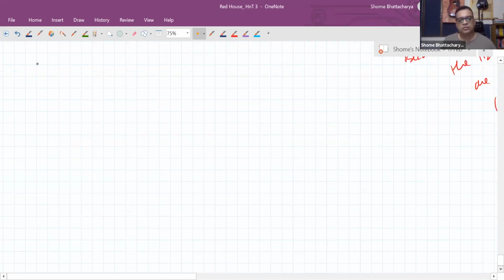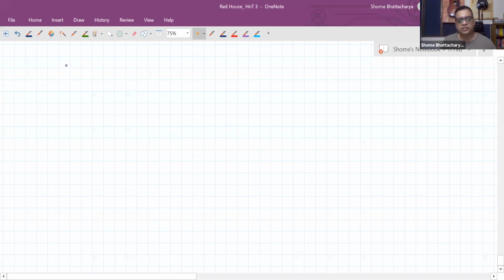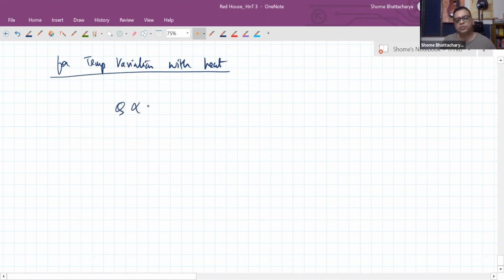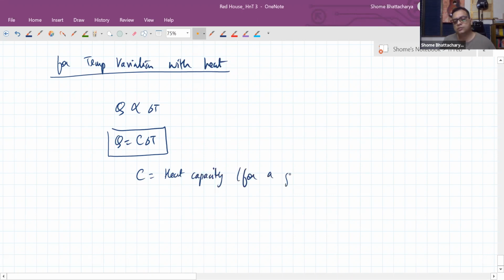Okay, now this relationship that we had seen, for temperature variation with heat, we had seen that Q is directly proportional to delta T. So this constant of proportionality is called the heat capacity of the given material. C is called the heat capacity, for a given body or material.